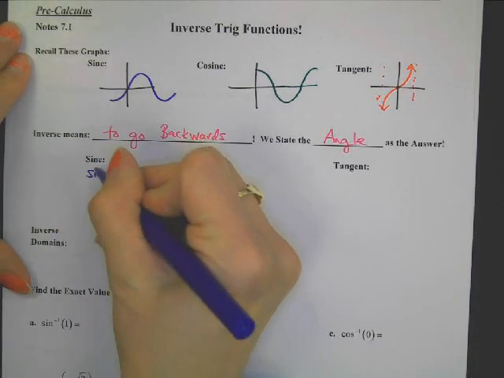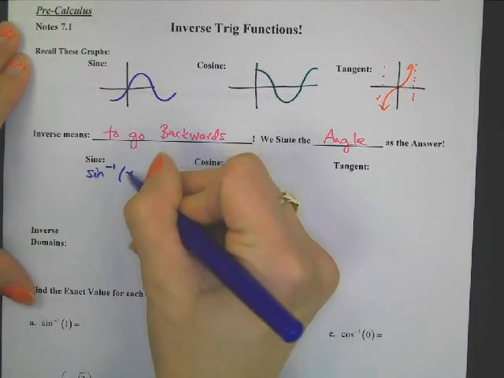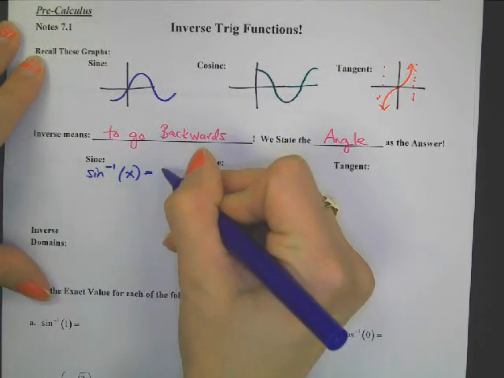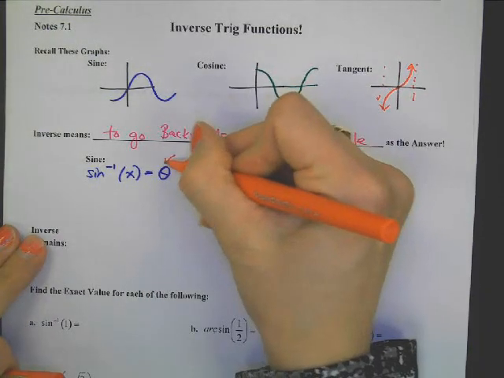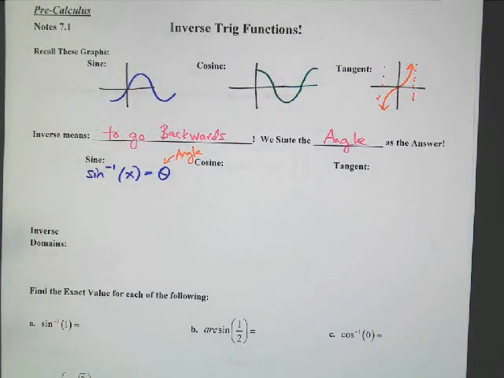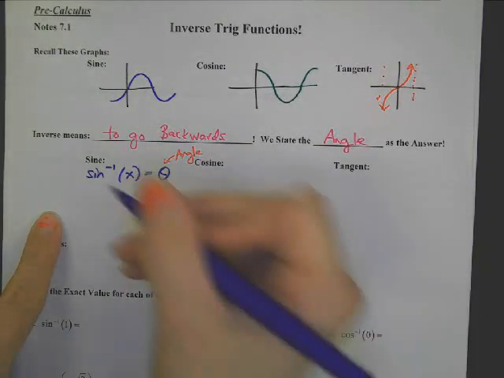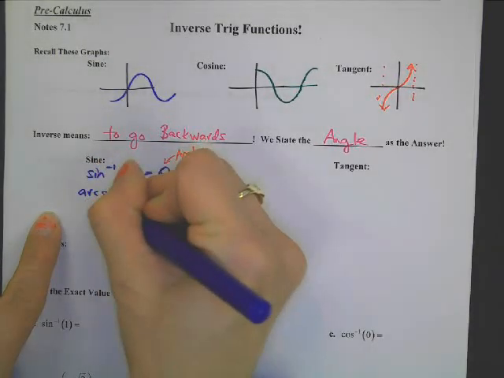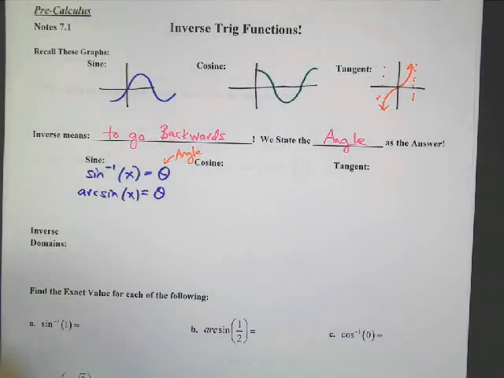First of all, sine inverse is written sine inverse of x, and then that equals theta, and theta is the angle. So I'm not going to say find sine of pi over 2. I'm going to say the sine is something. You have to tell me the angle. Another way to write this would be to say arc sine of x, and then you state the angle.